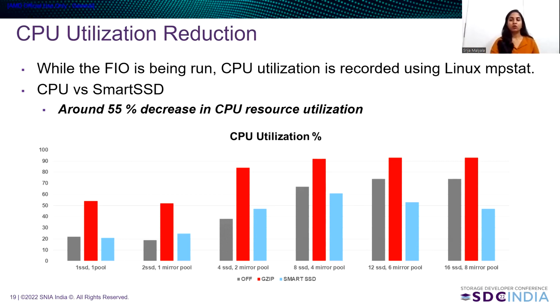We can see that almost 90% of the CPU resources are utilized with more pools. We can observe close to a 55% decrease in the CPU utilization in case of offload. It's even lesser than the case where the compression is off, and that's because we have also offloaded the checksum computation. The value proposition is more visible as the number of pools increases.